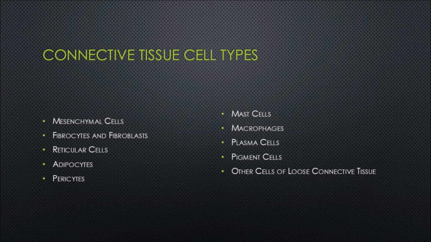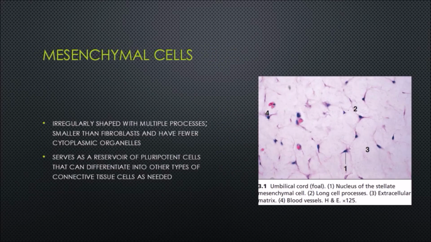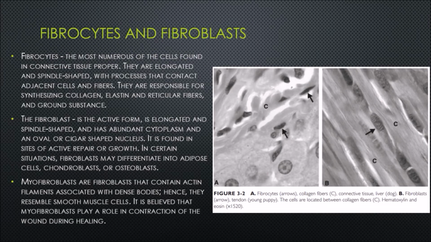So first are the mesenchymal cells. Mesenchymal cells are irregularly shaped with multiple processes that are smaller than fibroblasts, and they also have fewer cytoplasmic organelles. These cells serve as a reservoir of pluripotent cells, and they can differentiate into other types of connective tissue cells as needed. Next are the fibrocytes and fibroblasts.